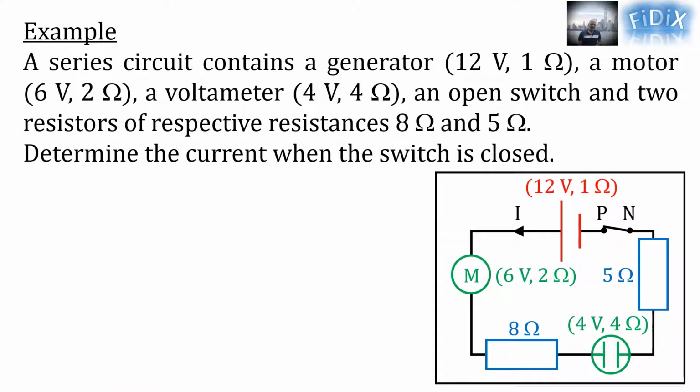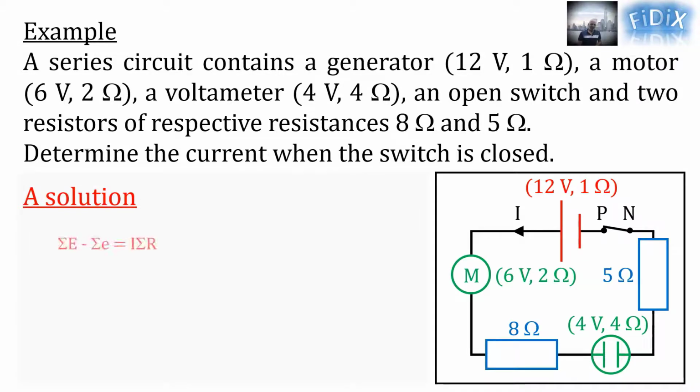Example: a series circuit contains a generator, a motor, a voltmeter, an open switch, and two resistors with the given values. Determine the current when the switch is closed.